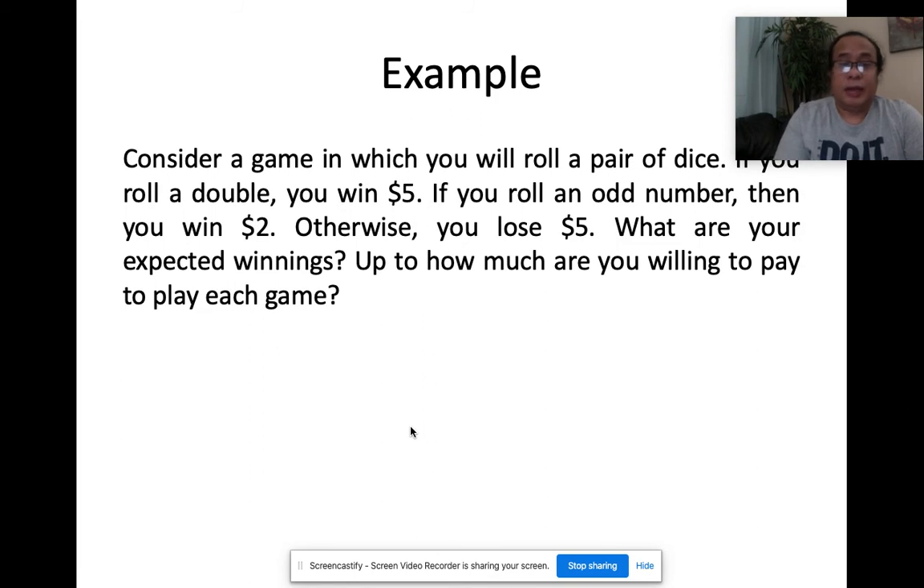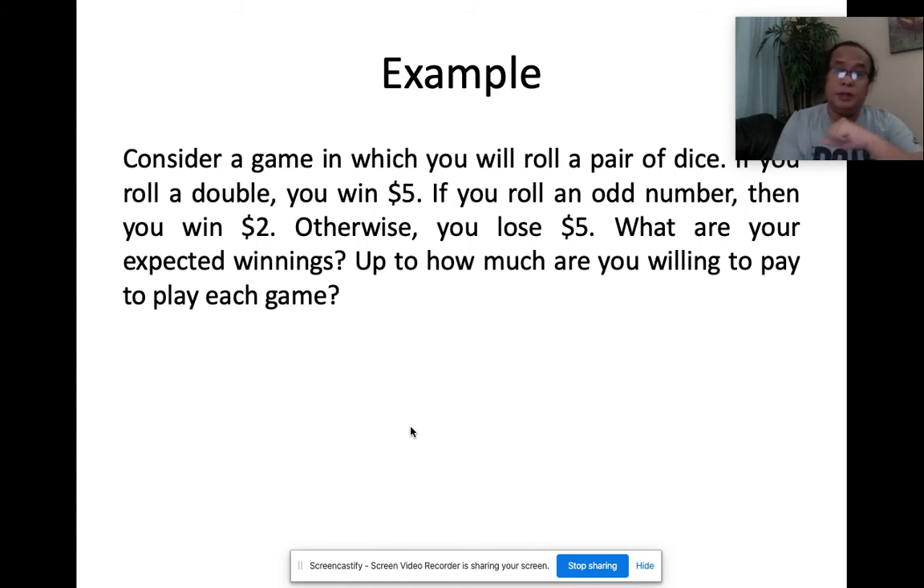Consider a game in which you roll a pair of dice. If you roll a double, you win $5. If you roll an odd number, you win $2. Otherwise, you lose $5. What are your expected winnings? Up to how much are you willing to pay to play each game?